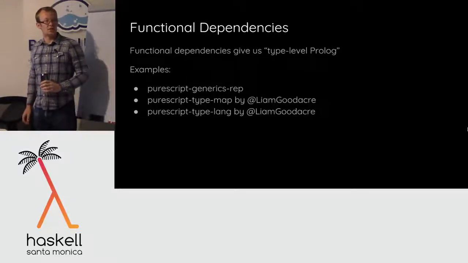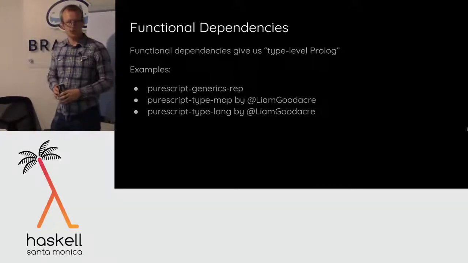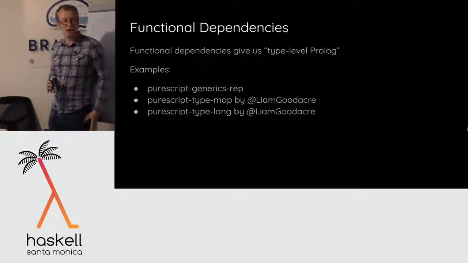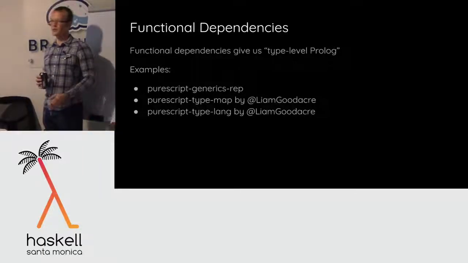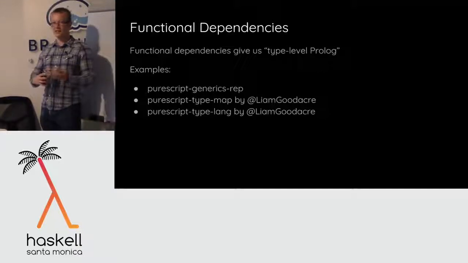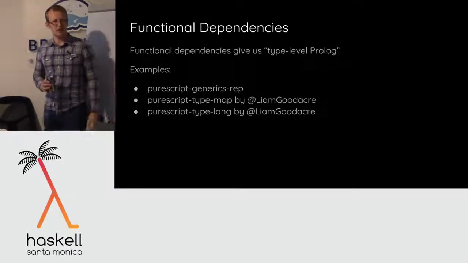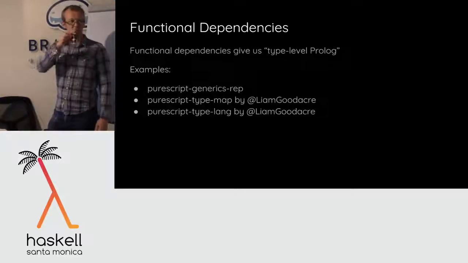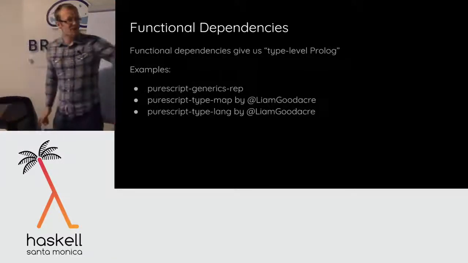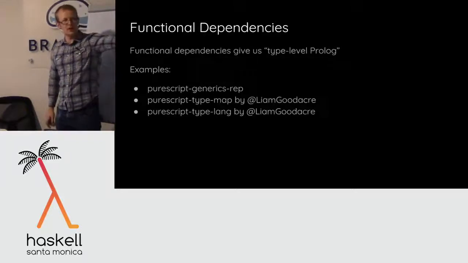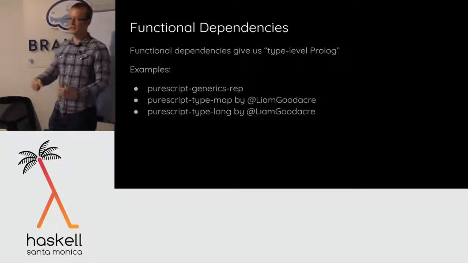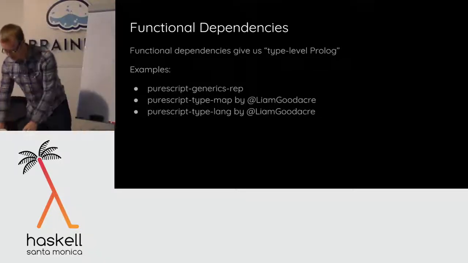The first one is PureScript type map, which is a full implementation of the maps library from PureScript, like the dictionaries. So balanced 2-3 trees implemented at the type level with functions like insert, delete, rotate, expressed as type level functions with functional dependencies. And then if that wasn't crazy enough, typelang is a full interpreter for the simply typed lambda calculus implemented inside the type system using functional dependencies.